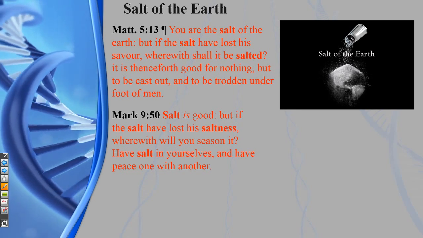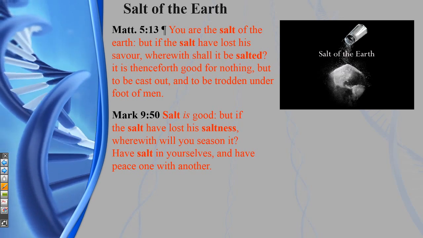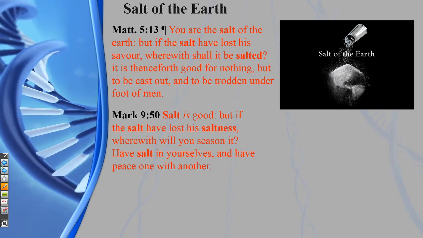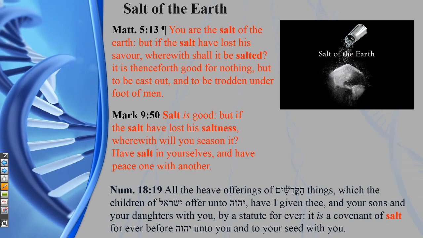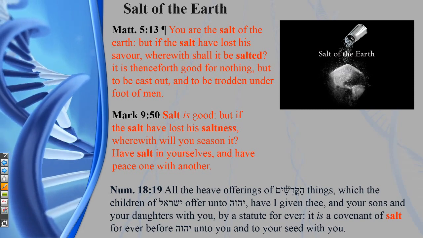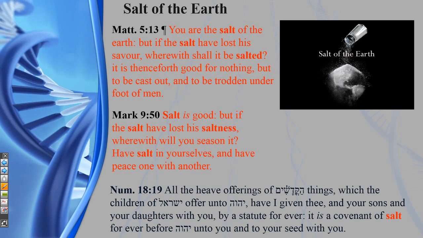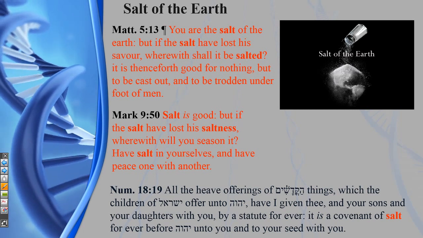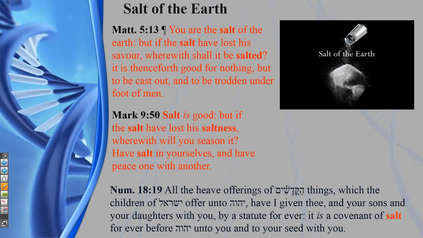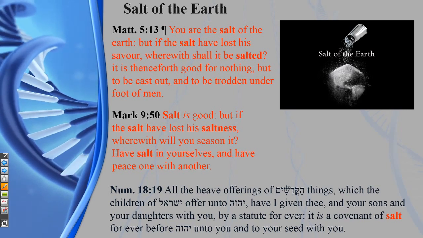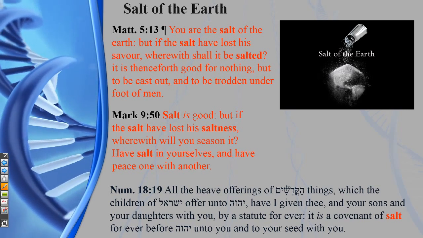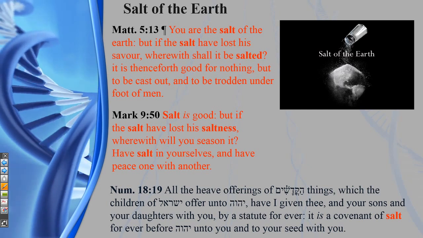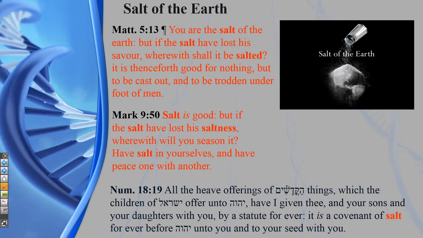Okay. Some people say, I don't know yet. Let me meditate on his word day and night. Okay, I got it. I got to pray, see what the Father tells me. Numbers 18:19: "All the heave offering of the Kodeshim things, or the set apart things, which the children of Israel offer unto Yahuah, have I given you, and your sons and your daughters with you, by a statute forever. It is a covenant of salt forever before Yahuah unto you and to your seed with you." There's a covenant of salt. We talked about that, so we don't need to rehash that.